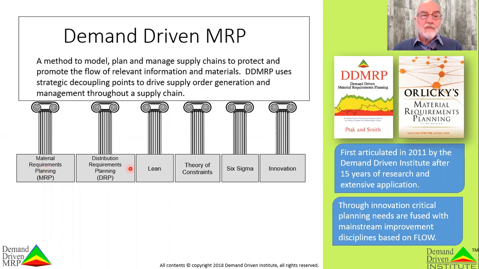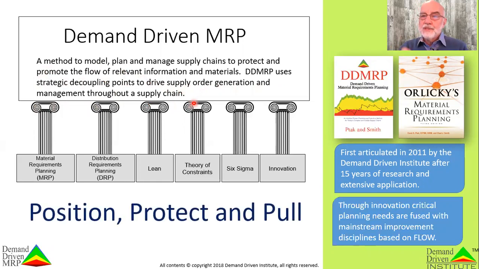Orlicky with materials requirements planning, Ohno, Toyota with just-in-time, and probably more recently Womack and Jones with lean, Eli Goldratt with theory of constraints, Six Sigma with Edwards Deming. But taking the best out of these tools, and adding some innovation, the Demand-Driven Institute has come up with a method to model, plan, and manage supply chains to protect and promote the flow of relevant information and materials. DDMRP uses strategic decoupling points to drive supply order generation and management through the supply chain.